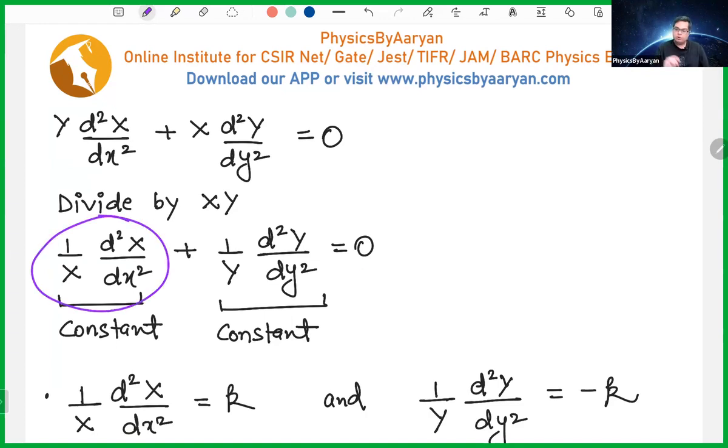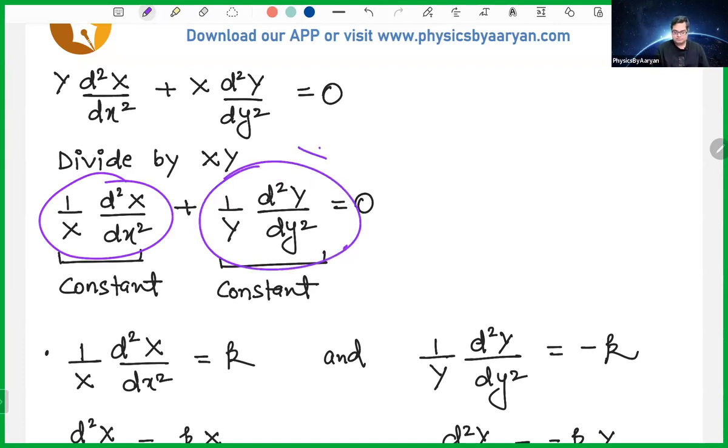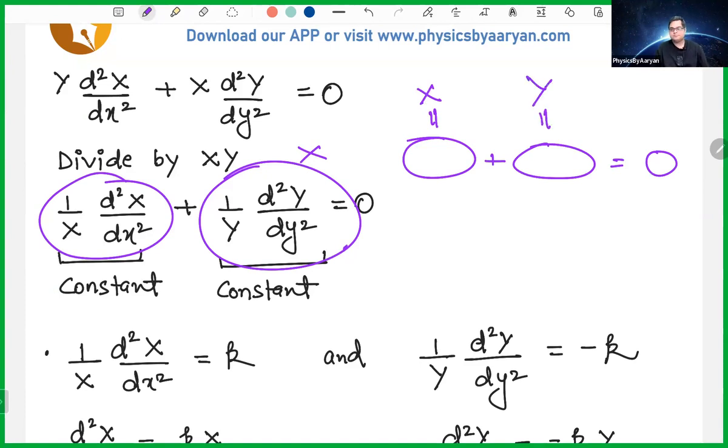So this term now only has x terms and this has only the y terms. And that is very important. So this term changes if I change x, but this term does not change if I change y. This term cannot change if I change y. And this term cannot change if I change x. So basically you are adding two boxes, and these two boxes are giving you 0. This box only depends upon x and this box only depends upon y.